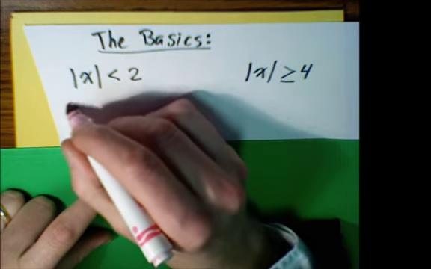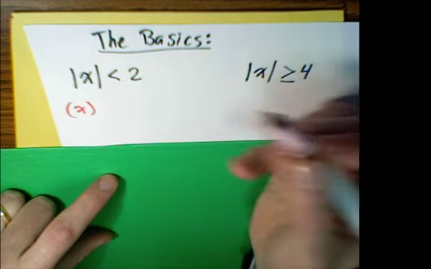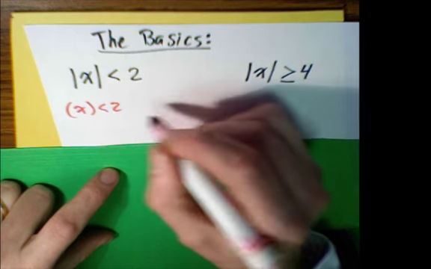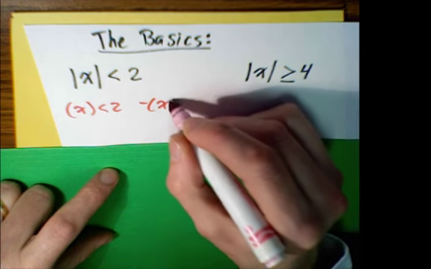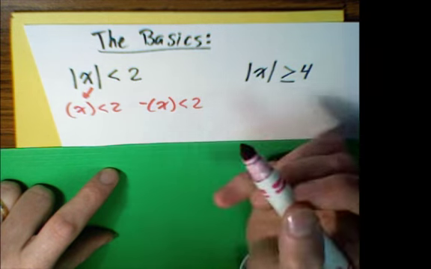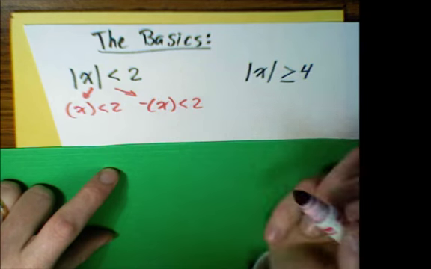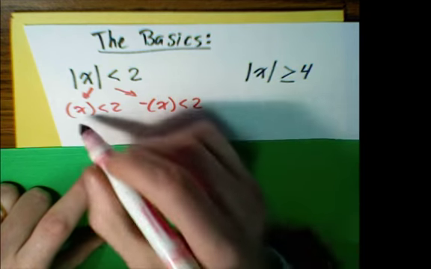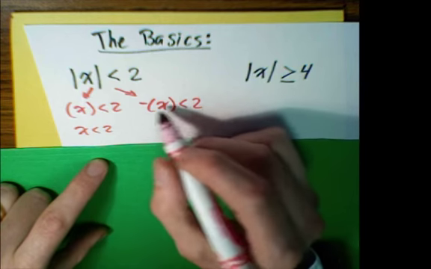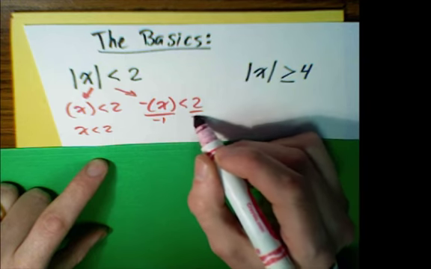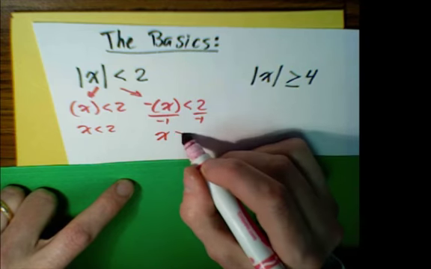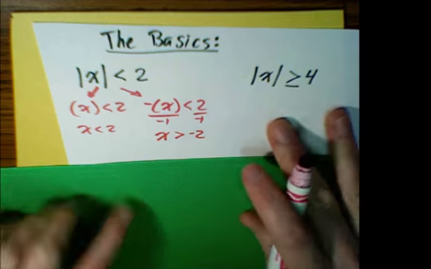So here, using the procedure, we're replacing the absolute value with parentheses, and we're just copying everything else. On one set of parentheses, I just leave it as is. In the other parentheses, I put a negative sign in front. So this is obvious. X is less than 2. Here, I need to divide both sides by -1. And when we divide an inequality by a negative, we have to reverse that inequality symbol.